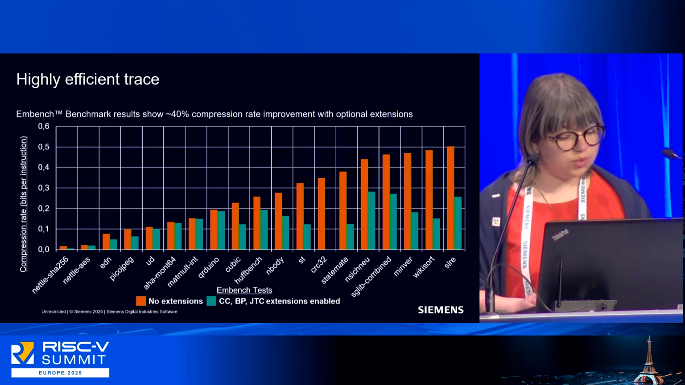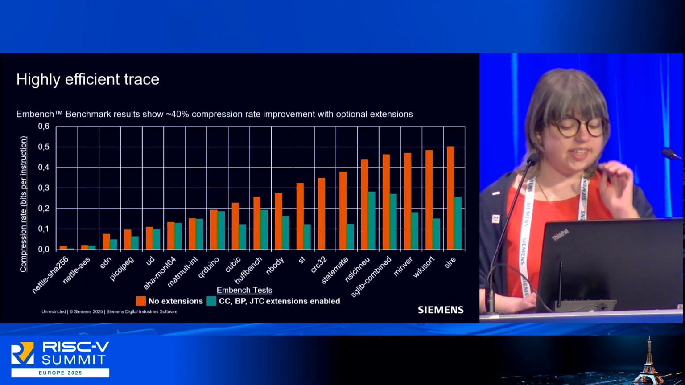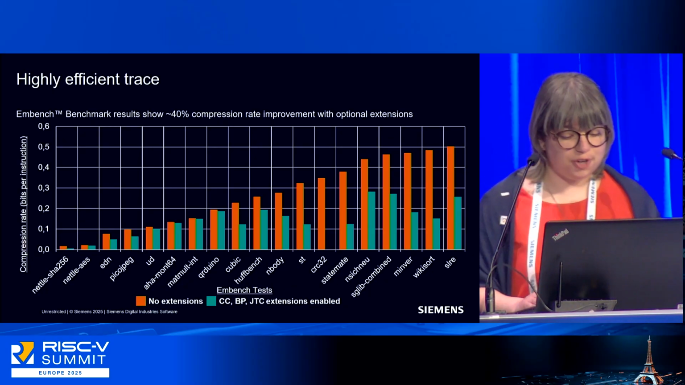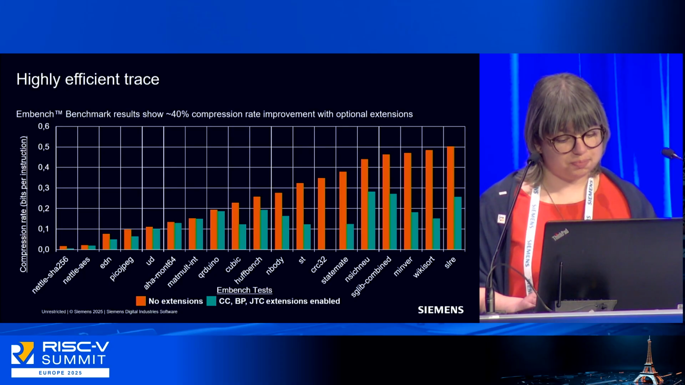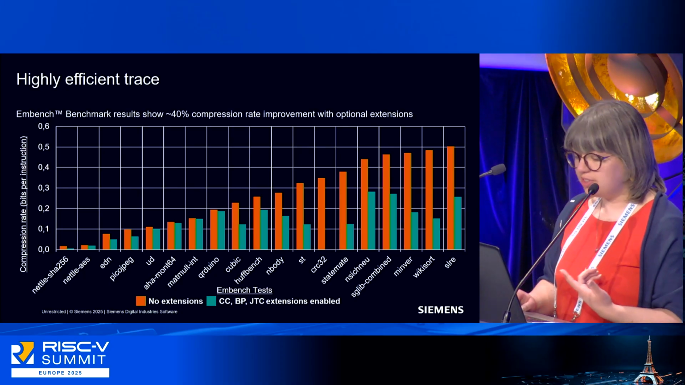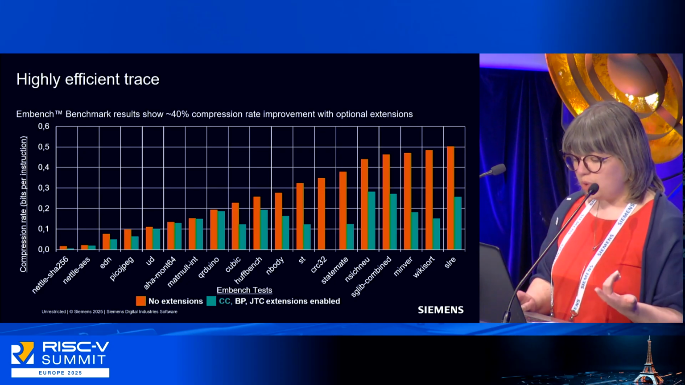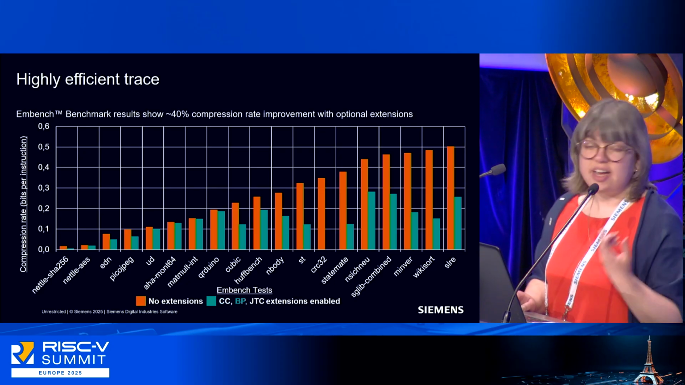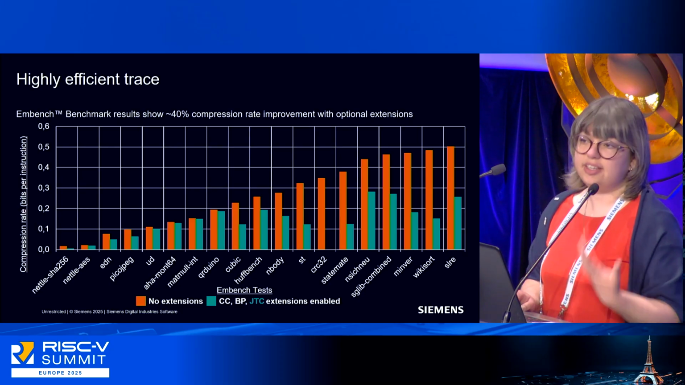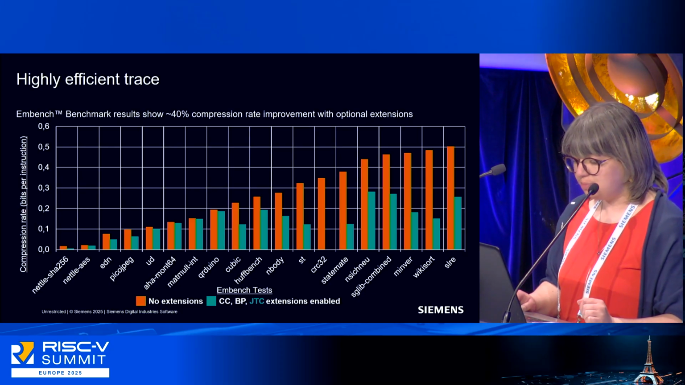With optional hardware extensions enabled, we see a jump in compression rates of 40%, meaning that even fewer bits are used for each instruction. You can see this jump here in our test results using the mbench open source benchmarking suite with call counter, branch predictor, and jump to cache extensions enabled. These are covered in more detail in the eTrace specification itself.